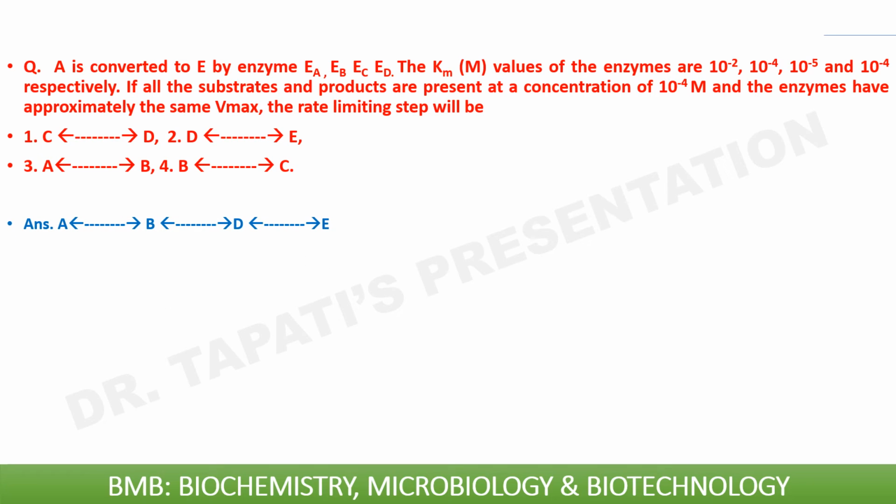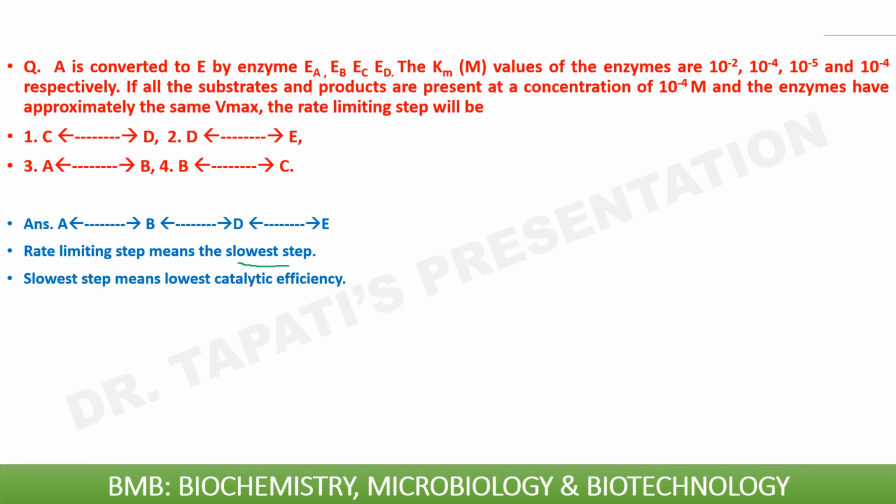So in this case, this is the reaction where A is converted to B, then B is converted to D and D is converted to E. Rate limiting step means the slowest step. Already I mentioned that the rate limiting step is the slowest step, and the slowest step means the lowest catalytic efficiency. Catalytic efficiency is equal to Kcat by Km. So catalytic efficiency is inversely proportional to Km. If Km value is high, then catalytic efficiency will be low.